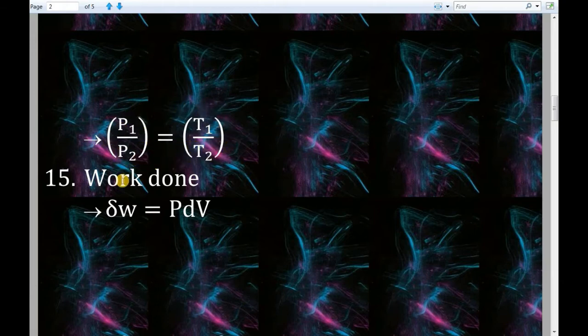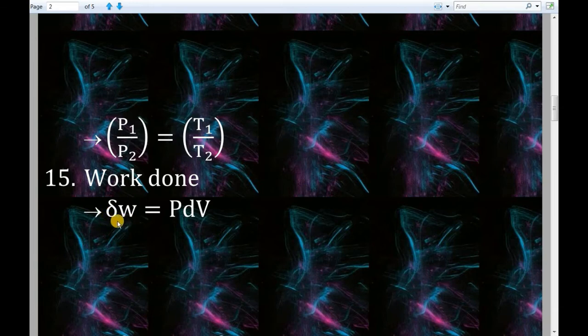Now we will find the work done during the constant volume process. The universal formula for work done is dou W = PdV, where dou W is differential work, P is pressure, and dV is differential volume or change in volume. In this constant volume process, the total work done is the amount of work done for changing the gas from state 1 to state 2. So here dou W is differential work.